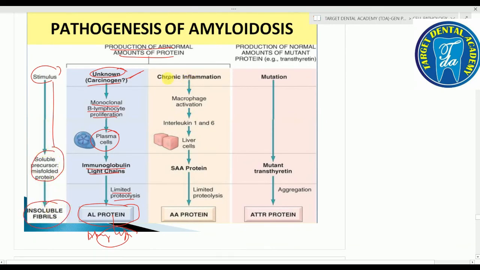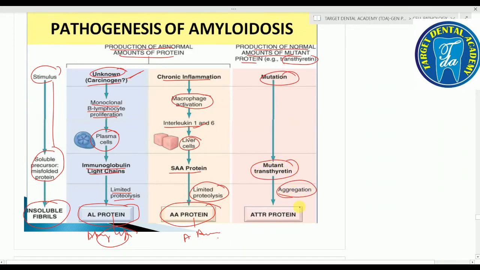While in chronic inflammation, there is macrophage activation and then interleukin 1 and 6 act on the liver cell, producing SAA protein. With limited proteolysis, it leads to the AA protein, which is the amyloid associated protein. And there is production of a normal amount of mutant protein, for example transthyretin. In this, there is a mutation which leads to mutant transthyretin. With aggregation, it leads to the ATTR protein, where ATTR is amyloid transthyretin.